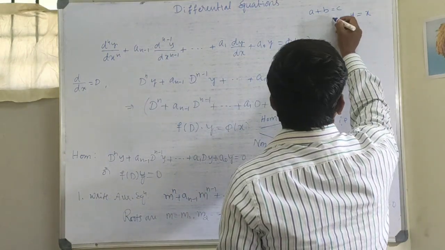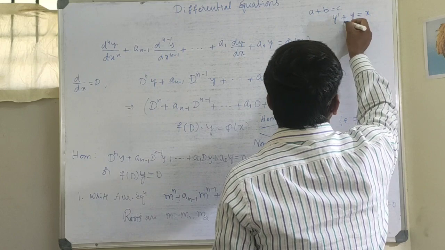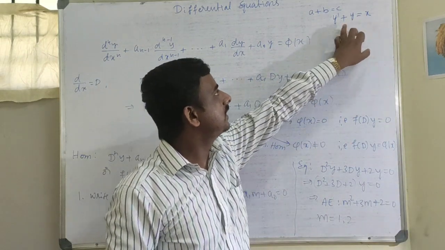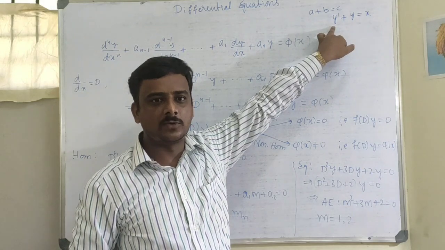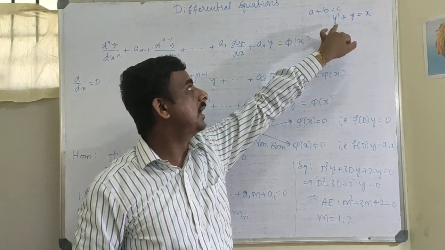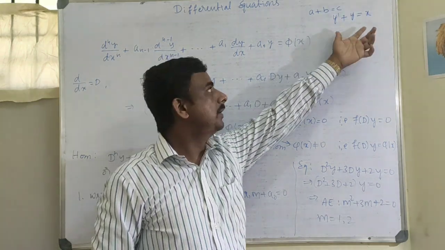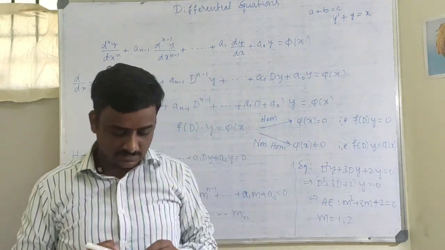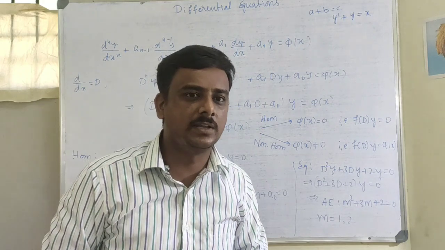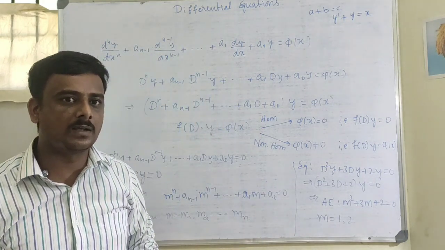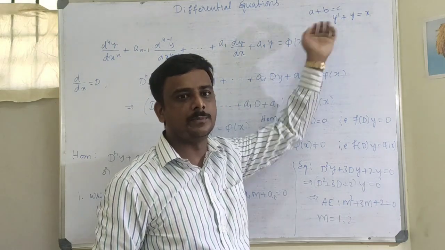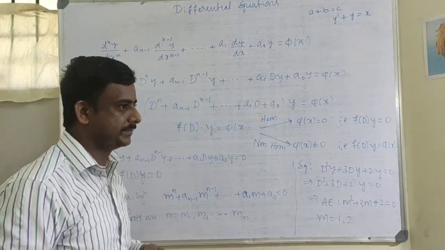But if I write y dash plus y equal to x, then it is a mathematical equation involving the differential coefficient dy by dx, which I have written as y dash. Now it will be a differential equation. So a differential equation is a mathematical equation involving derivatives or differential coefficients. So this is a simple example of a differential equation.